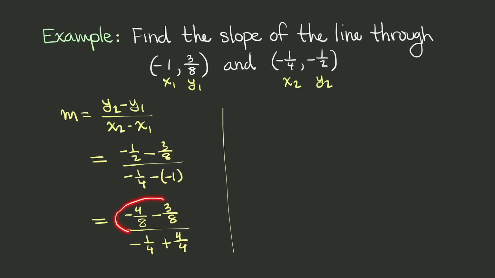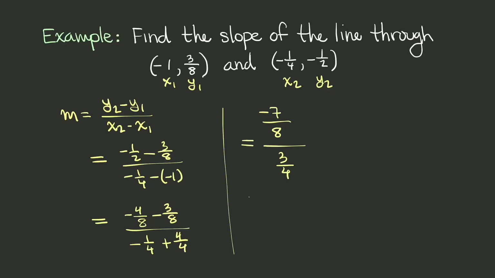Let's look at the numerator of this compound fraction. In the numerator, we have -4/8 minus 3/8. So we can take -4 minus 3 across the numerators. That's going to give us -7 over 8. And then in the denominator, we're going to have -1/4 plus 4/4. -1 plus 4 is 3 over 4.